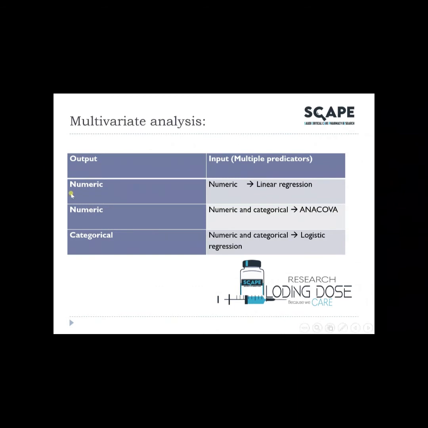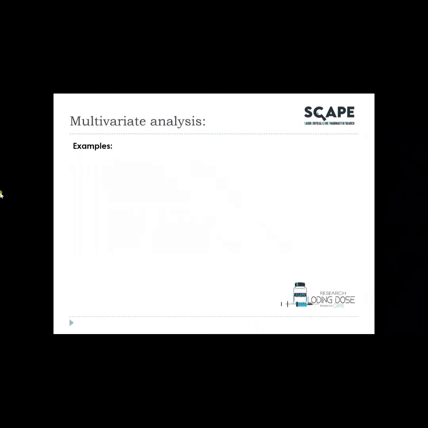And in the multivariate analysis, when my output or response variable is numerical, and the input is numerical, I will use the linear regression. When my output is numerical and my input is numerical and categorical, I will use ANCOVA. When the output is categorical and my input is numerical and categorical, I will use the logistic regression. Okay, so let's see the example.